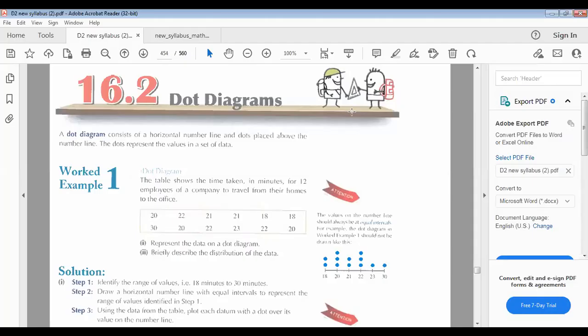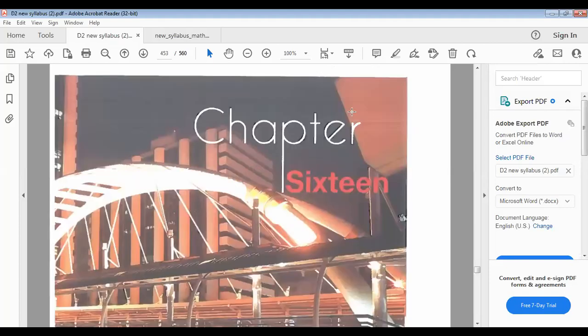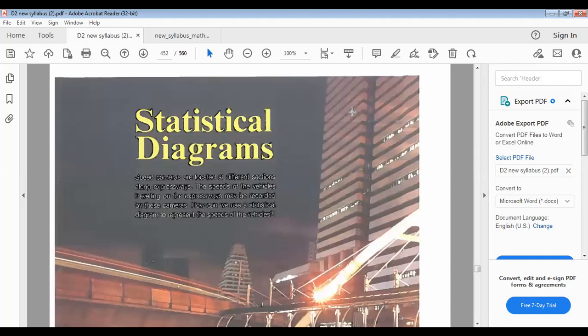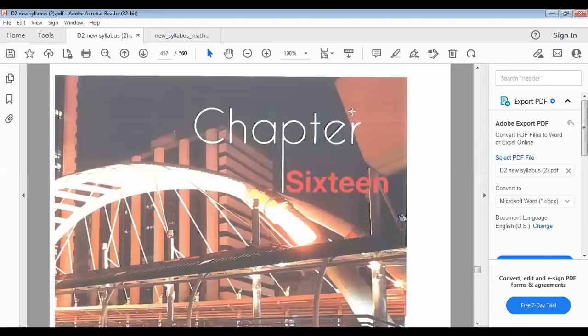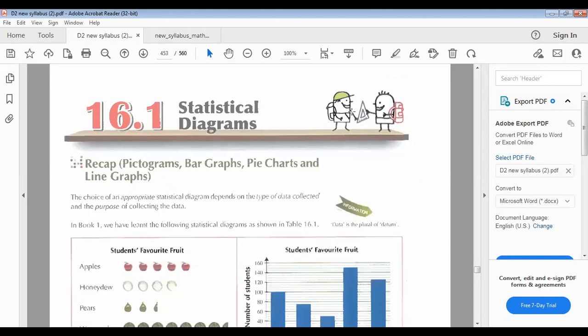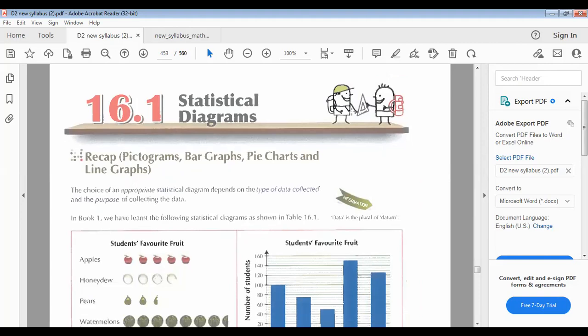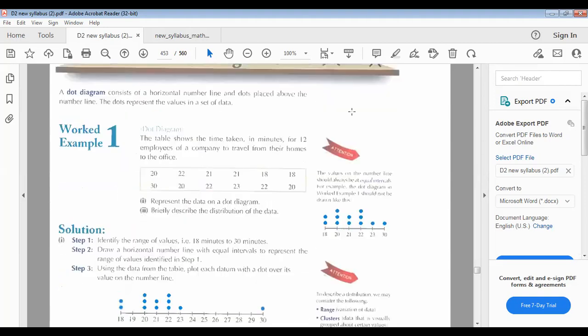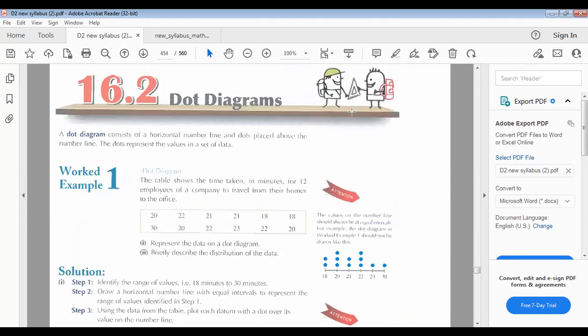So now I hope this chapter is visible to you all. This is chapter 16, statistical diagrams. Section 16.1 is just a basic one, telling us that we have covered pictograms, bar graphs, pie charts, and line graphs in Book 1. Now, here in Book 2, we are going to start with section 16.2 from chapter 16, which is related to dot diagrams. So now let's see what a dot diagram basically is. Then we will do worked example 1 in this video.